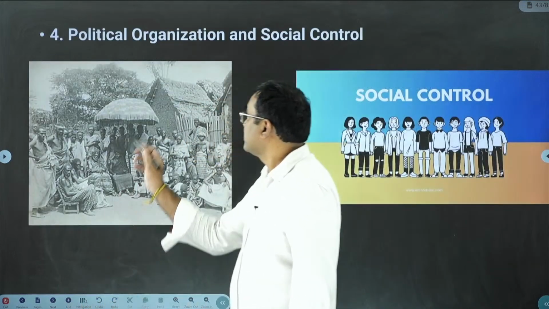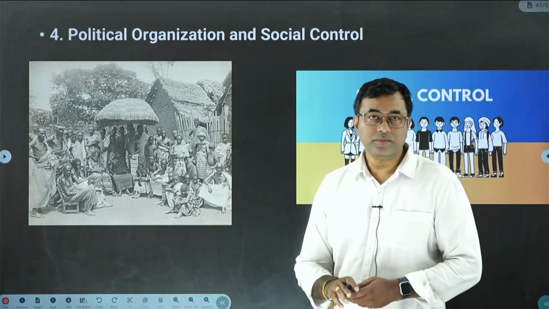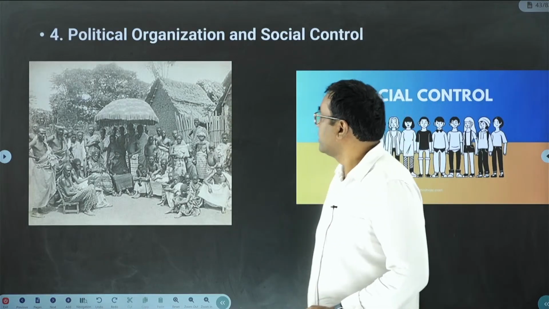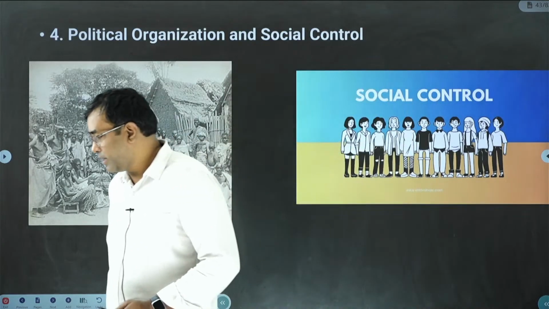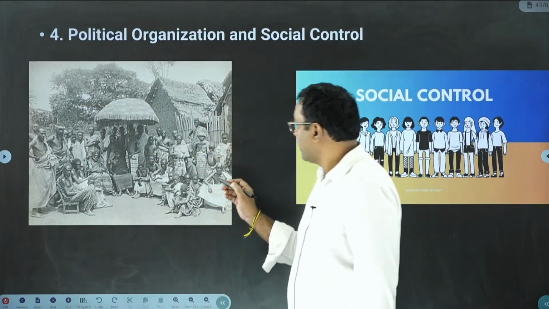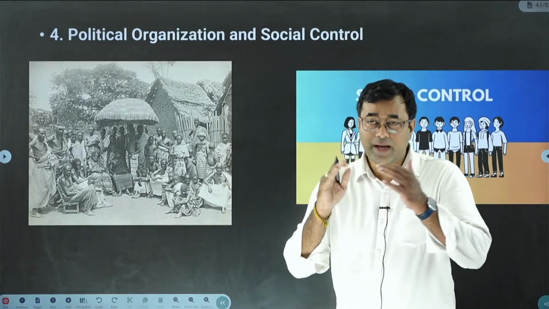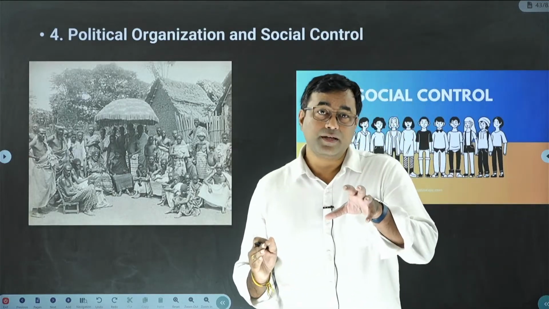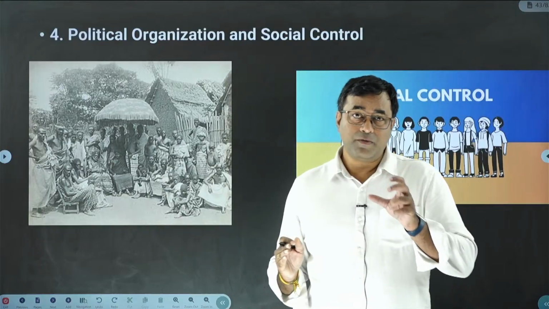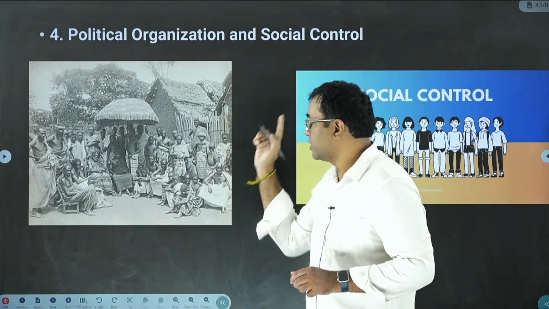Next one is political organization. In political and social organization, there is a certain division of power among the people within the society. It can be analyzed with the help of concepts called political organization and social control.